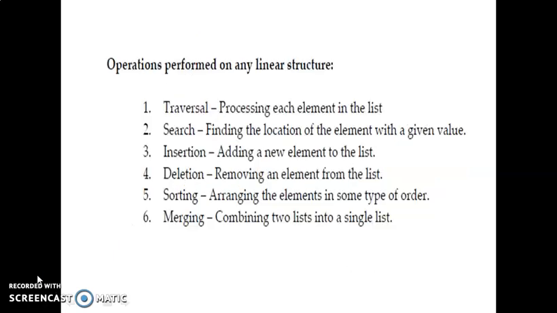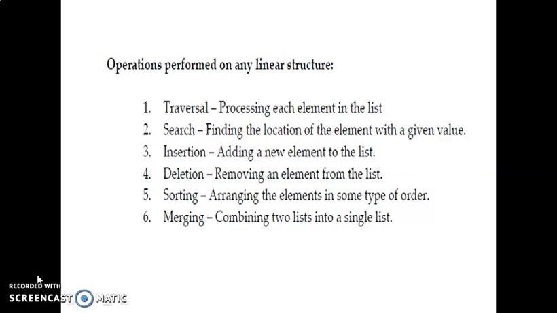Okay, so what are the operations performed on any linear data structure? In the linear data structure, you already know that data is stored in an ordered manner. Six operations are performed: traverse, search, insertion, deletion, sorting, and merging.